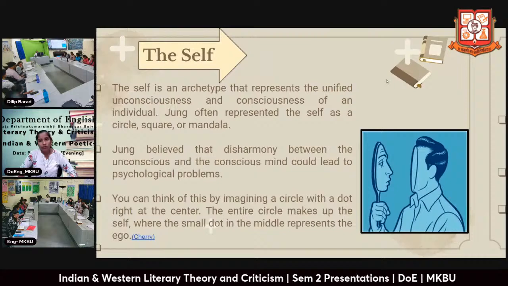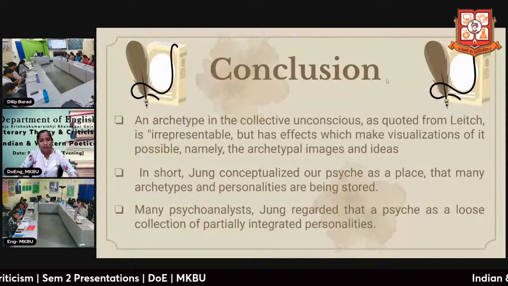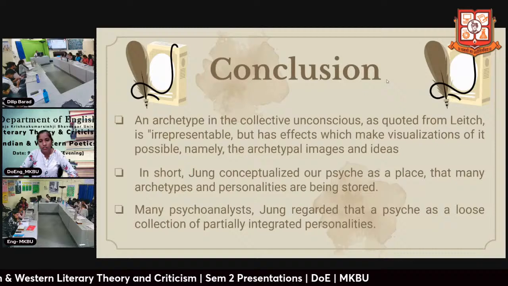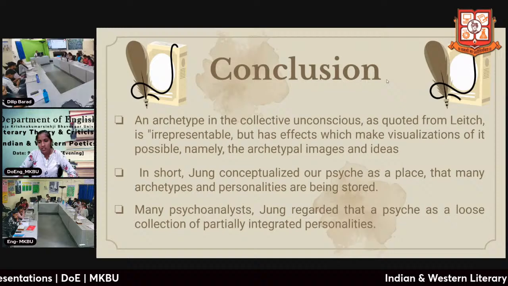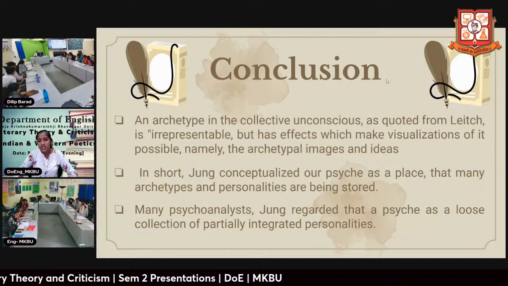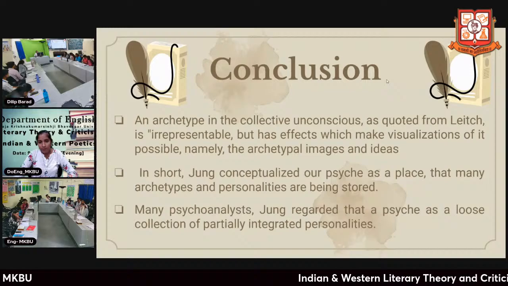Conclusion: an archetype in the collective unconscious as such is irrepresentable, but has effects which make a visualization of it possible, namely the archetypal images and ideas. In short, Jung conceptualized our psyche as a place where many archetypes and personalities are stored. Like many psychoanalysts, Jung regarded the psyche as a loose collection of partly integrated personalities. These are my references. Thank you.